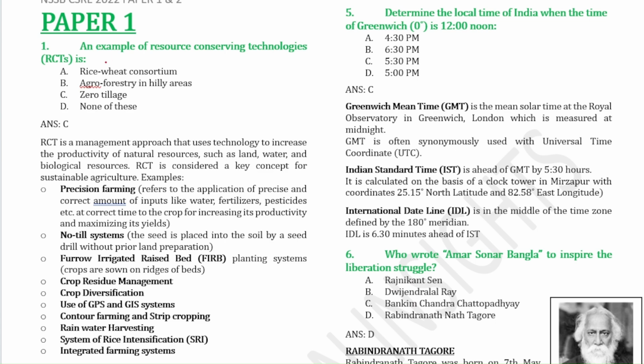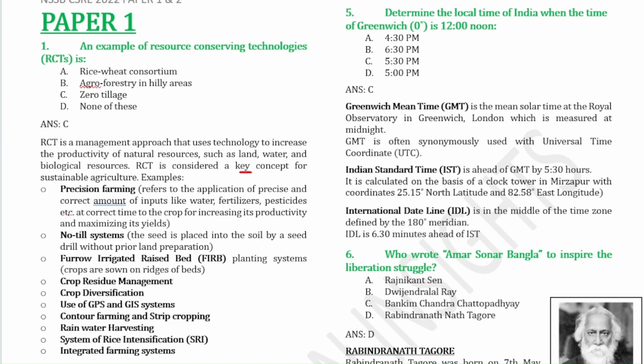So the first question is, an example of resource conserving technology is. So these are the given options. Resource conserving technology means we're trying to conserve the resource with the help of technology. To increase the productivity of natural resources, we will use some technology. So that is known as resource conserving technology. And this technology is considered a key concept for sustainable agriculture.